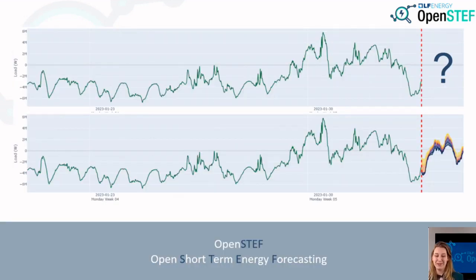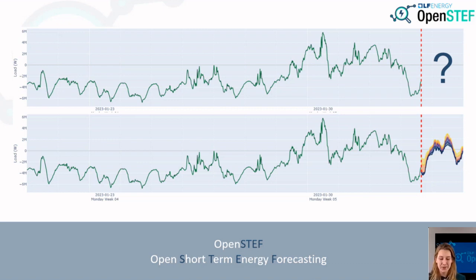So let's start with a little bit of background, because I can imagine that some of you don't really know what exactly we are doing here. We work at Alliander, which is a distributed grid operator in the Netherlands. We distribute energy, both electricity and gas. And we have OpenStef. OpenStef stands for Open Short-Term Energy Forecasting.